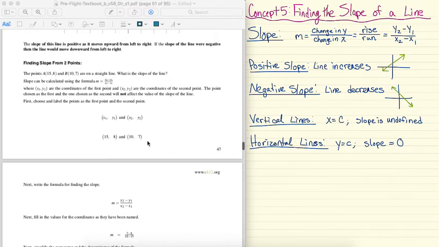Finding slope from 2 points, and so this is what we're going to go through next. This is probably going to be what's least familiar to you right now. So when you're not given a visual, but instead you're given points, how do you calculate the slope that way? And that's really the algebra side of slope here, is using this formula. So I will label this as finding slope from 2 points.